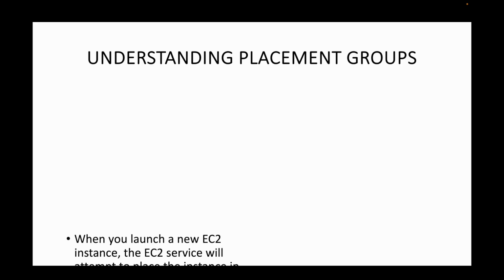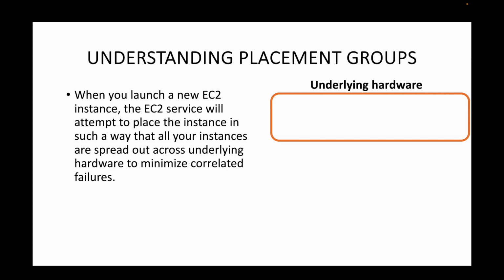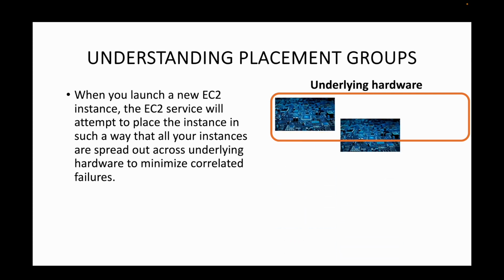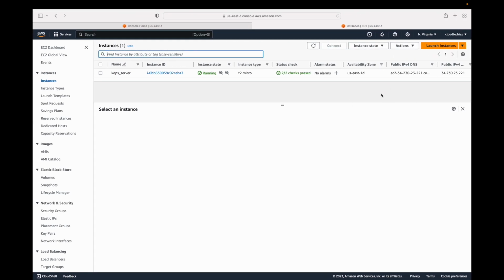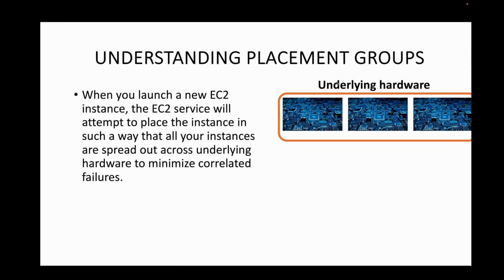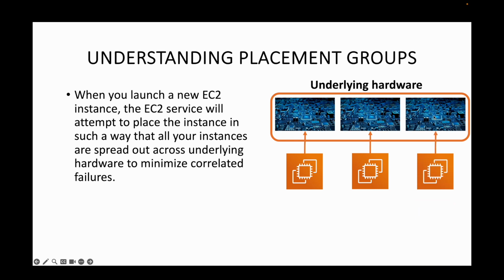Now, whenever we launch our EC2 instances, by default, the EC2 service will try to place these instances in such a way that all of our instances are spread across the underlying hardware to minimize any correlated failure. So by default, let's say I'm launching 5 EC2 instances, the service will try to spread my EC2 instances across this underlying hardware. Maybe one instance will be running on this hardware, the other instance on this hardware, the other instance on this hardware. By default, your EC2 service will take care of it.